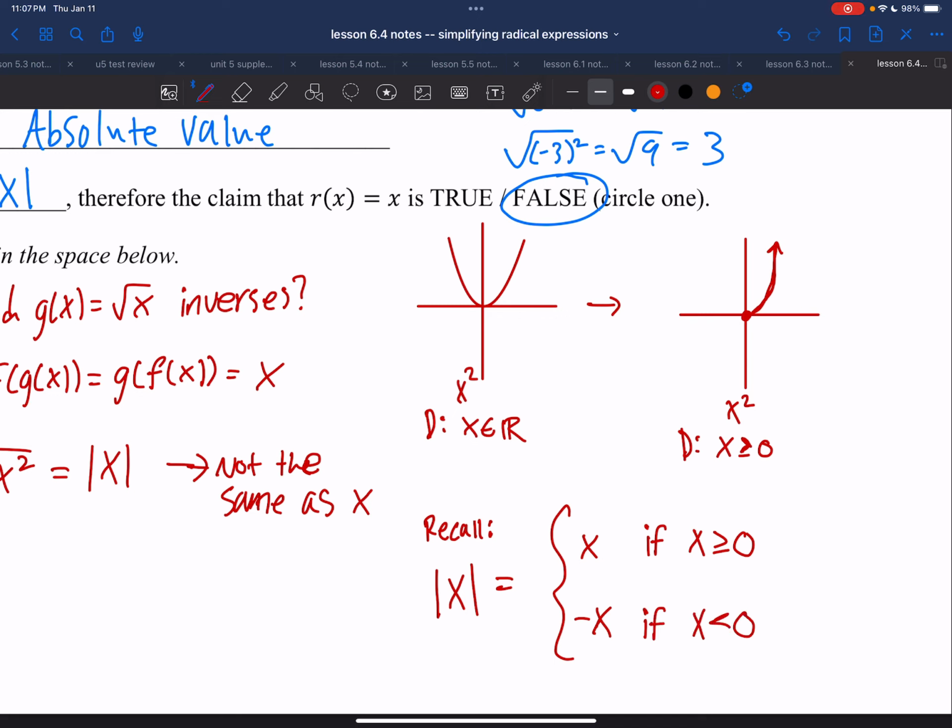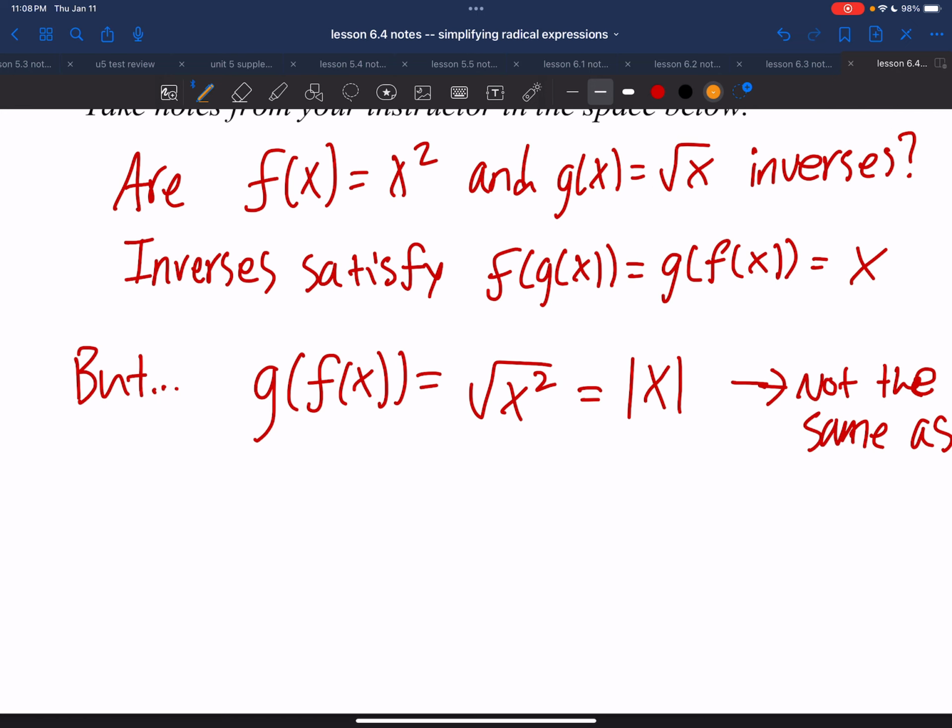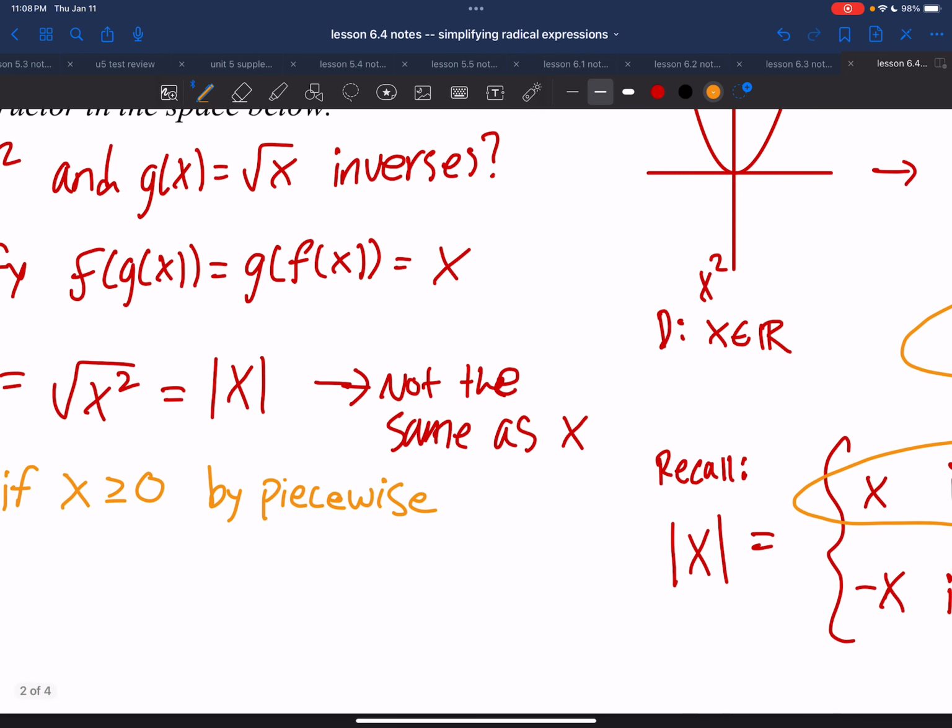And I say, hold on a second. Look at that and look at that. The absolute value parent function is x if the domain is only 0 to infinity. So I say, wait a minute. Absolute value x equals x if x is greater than or equal to 0 by the piecewise definition. Right? By the piecewise definition.